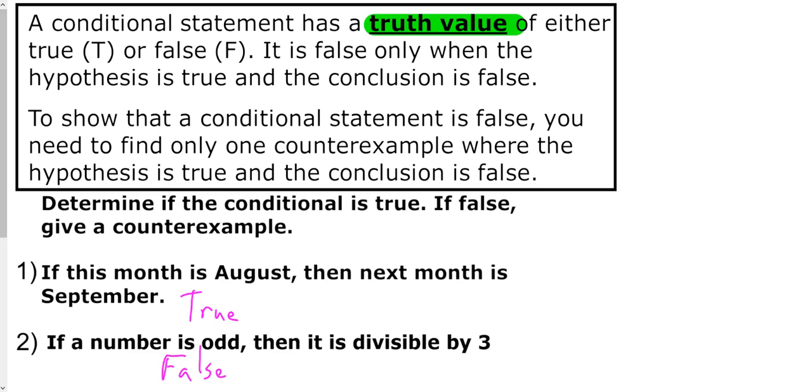That is not a counterexample, because a counterexample has to make the if part true and the then part false. So I needed a number that is odd, but is not divisible by 3. So a counterexample would be like the number 5. The number 5 is odd, but 3 does not go into it evenly.